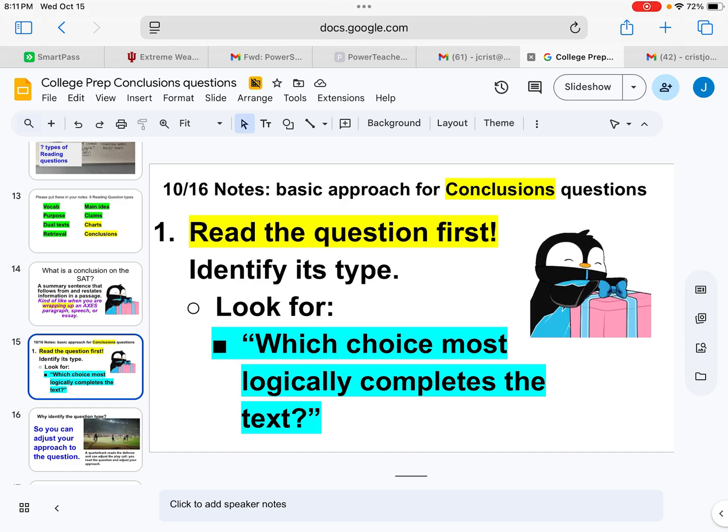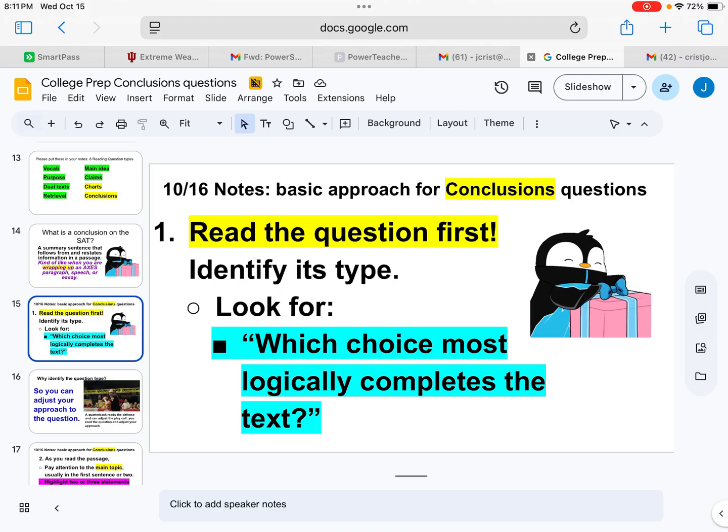According to the Princeton authors, conclusions questions always have this kind of phrase in them. They might switch up their language a little bit for the 2026 SAT, but according to Princeton, it is this kind of phrase. Which choice most logically completes the text? And you'll see a blank space there at the end of the paragraph.